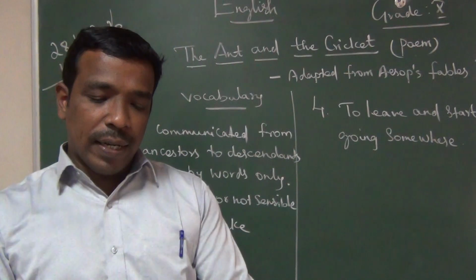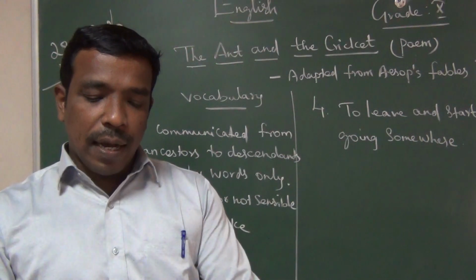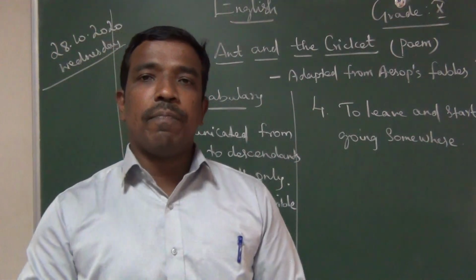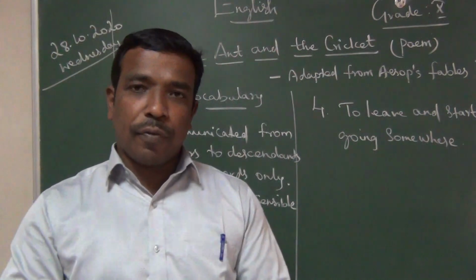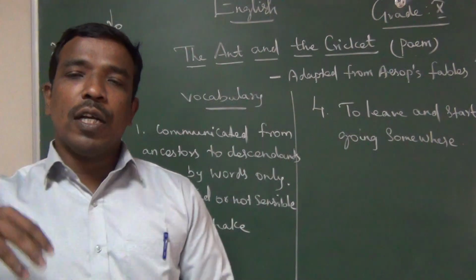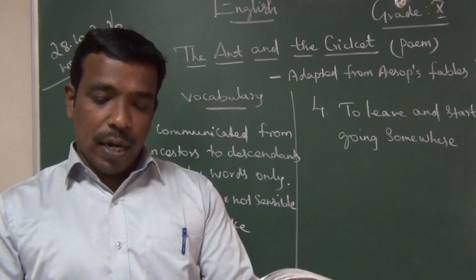What are the things it will give? "Grant him shelter from rain and a mouth full of grain." Okay, first one is it needs a shelter. It shelters from rain, because the season is full of water, and a mouthful of grain.